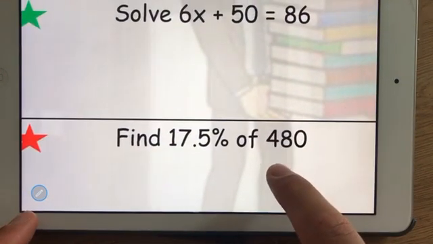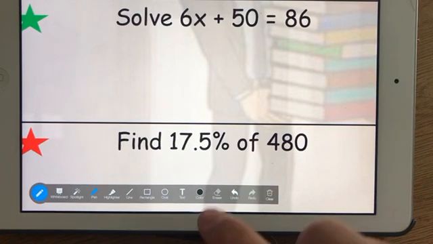Again, if you want to copy any of these down, remember this is going up straight after the live, so there's plenty of time to do it then.